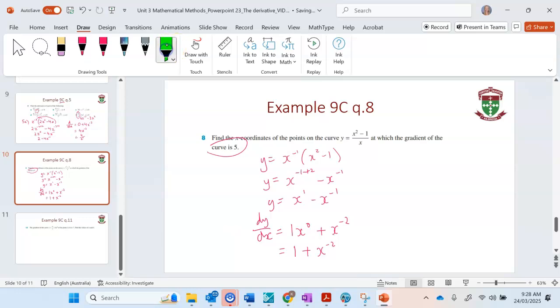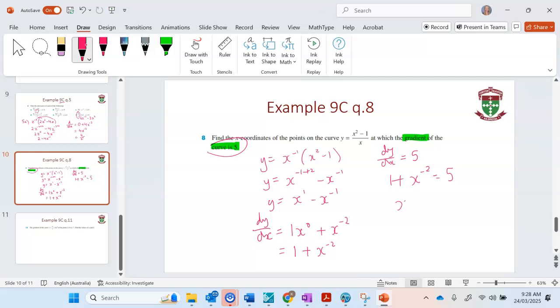All right, so this question's a little bit different. It's told us that the gradient of the curve is 5, and we have to find the x coordinates. So all this is saying is, dy dx is equal to 5. So 1 plus x to the power of negative 2 is equal to 5. Now, I'm writing on this screen without it flat, so that's why my handwriting is very messy. All right, so we're just solving x to the negative 2. So take that 1 over, so it's going to be 4.